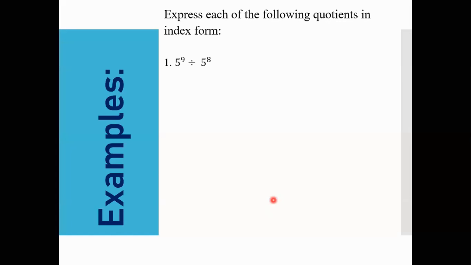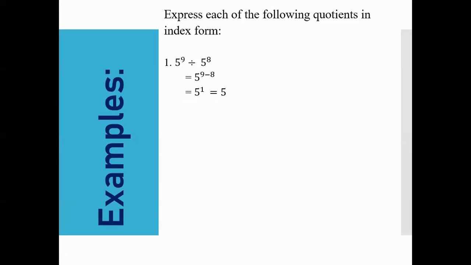The division law is quite simple because really it's the opposite. So let's look at some examples. Express each of the following quotients in index form. So here we have 5 to the power of 9 divided by 5 to the power of 8. Because they have the same base, we can just go ahead and subtract the exponents now. And so my answer will be 5 to the power of 1, which is the same thing as 5.